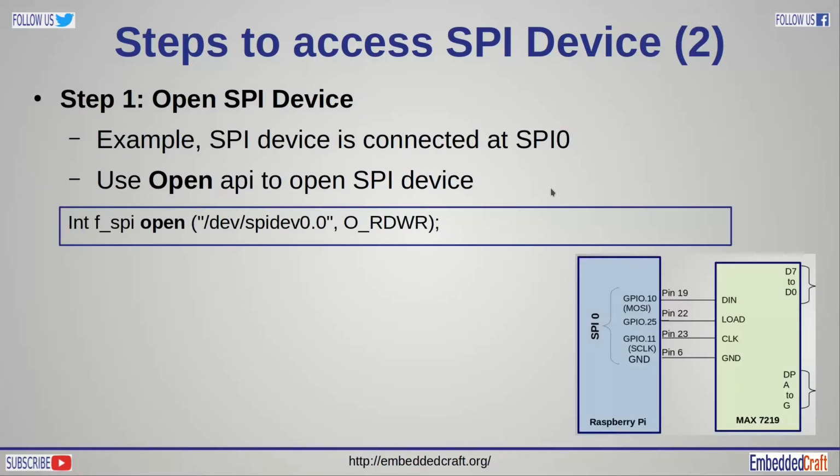Let us consider that the SPI device is connected to the SPI 0 interface. The first step is to open the SPI 0 device. So, we will say open, /dev/spi0. And the second argument is the access flag. O_RDWR means we want to open the SPI device in read-write mode. This open call will return a handle to the SPI device.